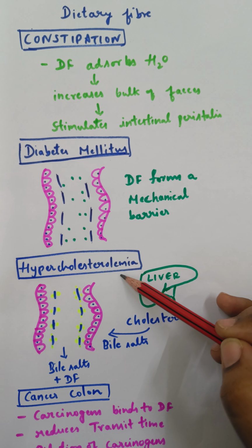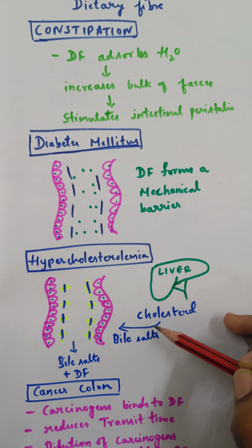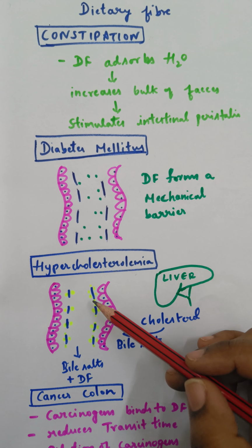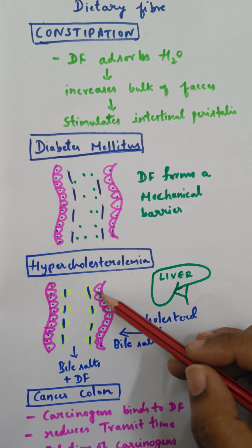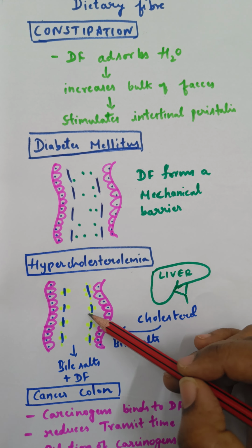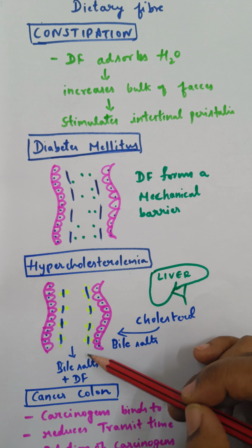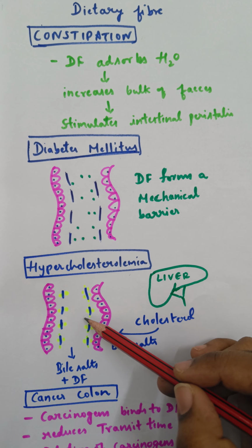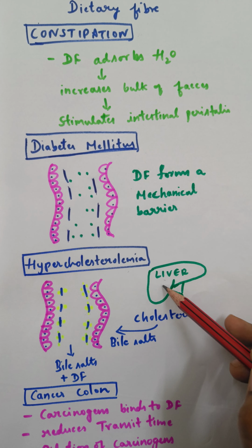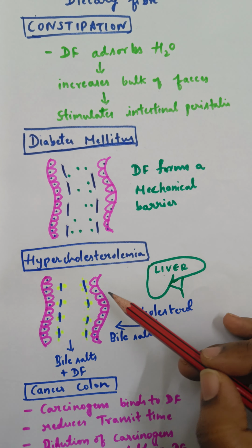In hypercholesterolemia patients, cholesterol level is very high, right? We all know cholesterol will be converted or utilized to form bile salts. Now, if there is dietary fiber in your intestine, dietary fiber will absorb all the bile salts, and when dietary fiber is lost in the stool, bile salt is also lost. So it interrupts the enterohepatic circulation. Normally, bile salts undergo enterohepatic circulation. All the bile salts will be absorbed into the liver and reutilized again.